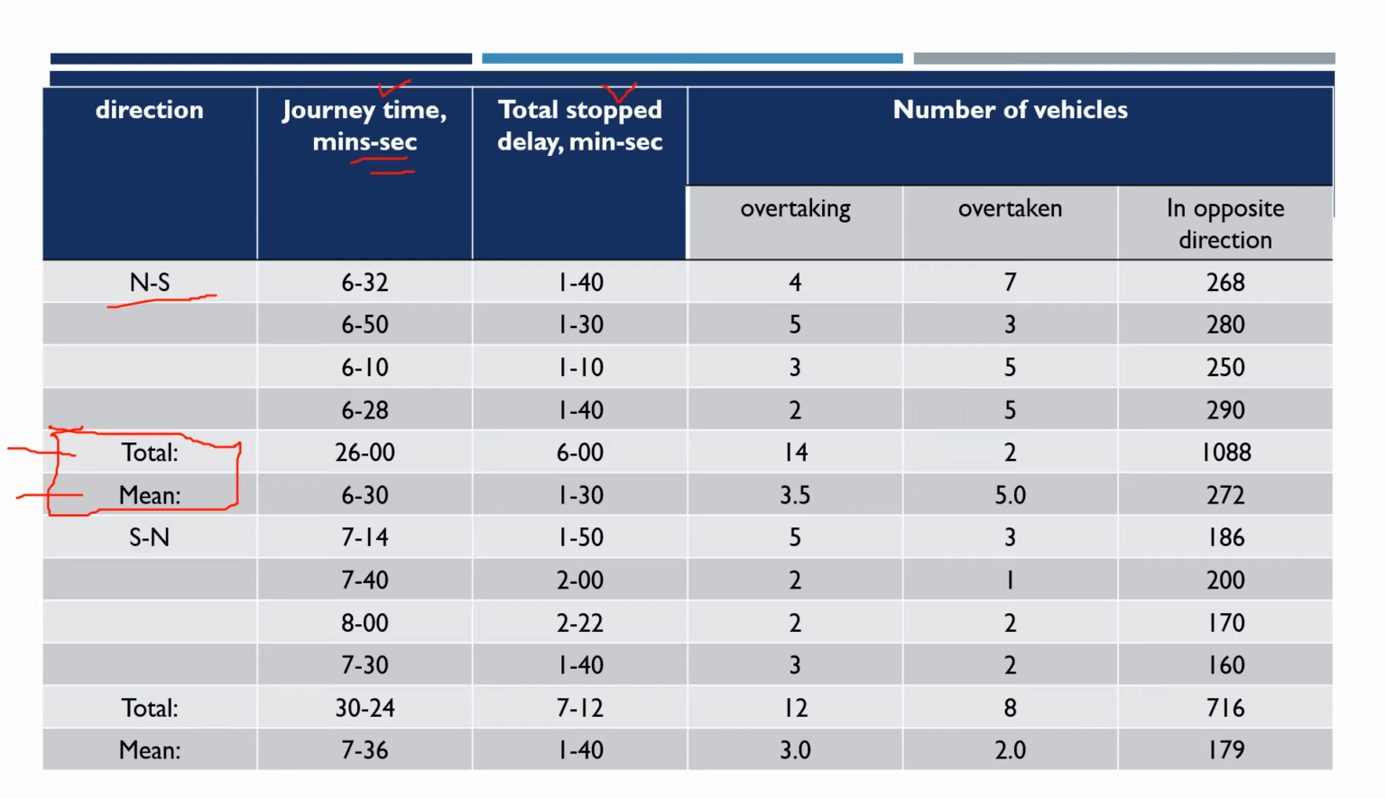The second observation is 6 minutes 50 seconds. The third trial takes 6 minutes 10 seconds. The fourth trial is 6 minutes 28 seconds. That means when you add it up, the sum of the minutes, you may be getting 6 plus 6 plus 6 plus 6, that means 24 minutes. But when you add all these seconds, it may give you 32 plus 50 plus 10 plus 28. That is 120 seconds.